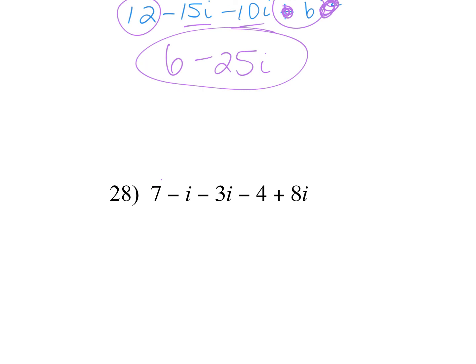All right, let's look at 28. Real with real with real. What's real? 7 minus 4. 3. Positive 3. Good. Negative i, negative 3i, plus 8. So plus 4i. Great.